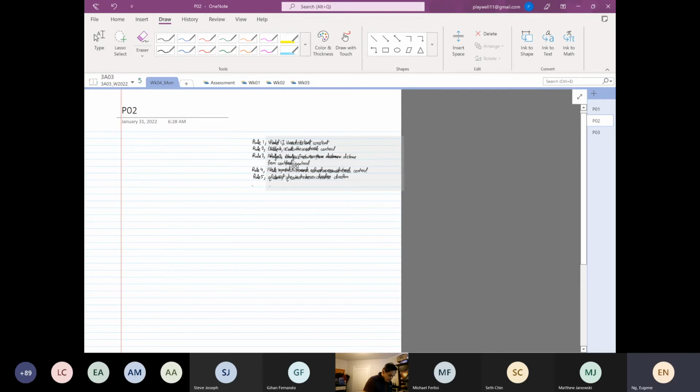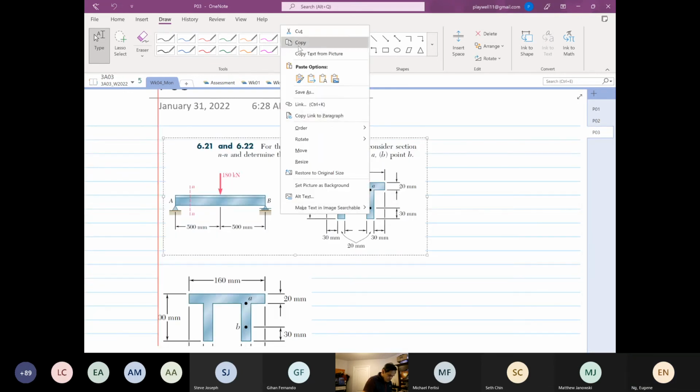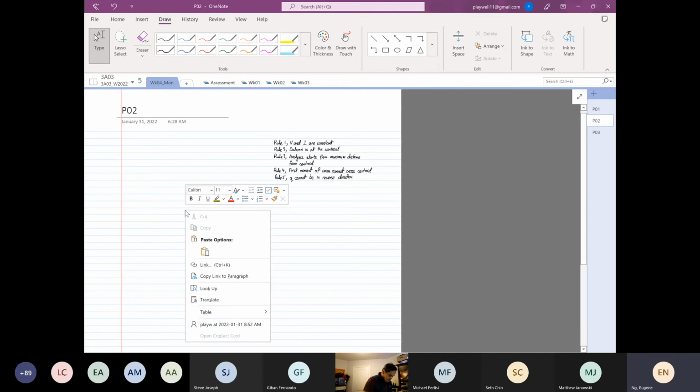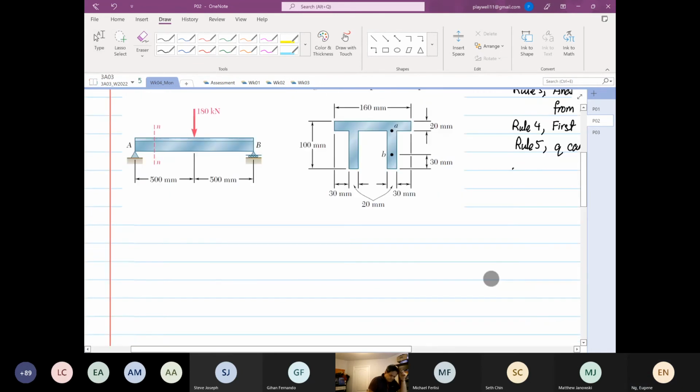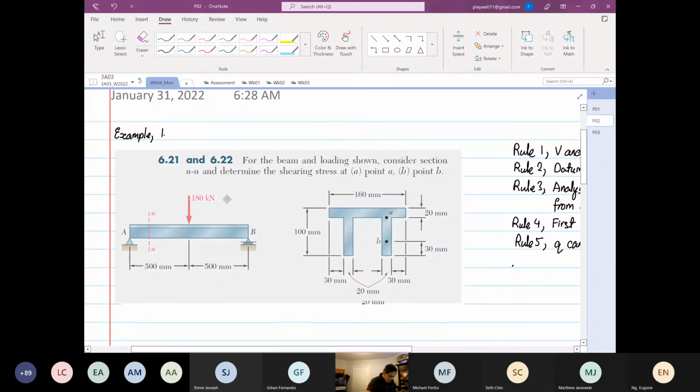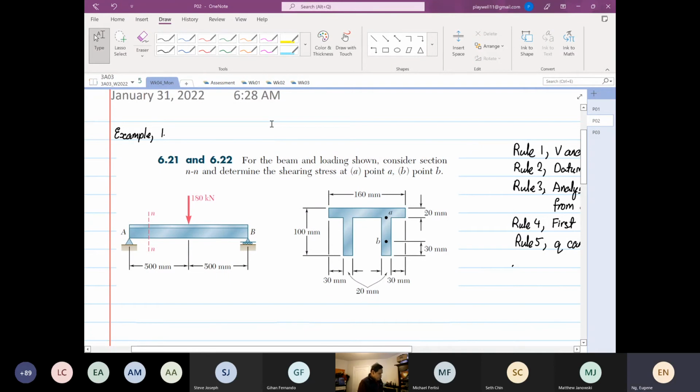Okay, so I'm going to do an example. You can find this example in last week's notes. So this is our example number 1. For the beam shown, determine the shearing stress at point A and at point B.